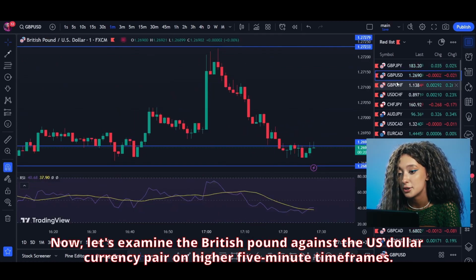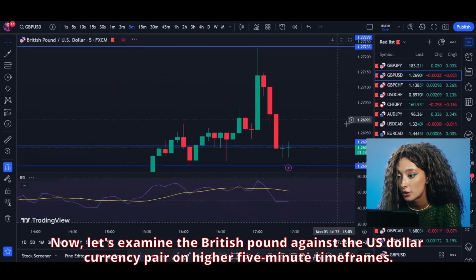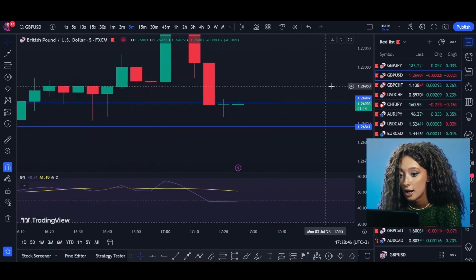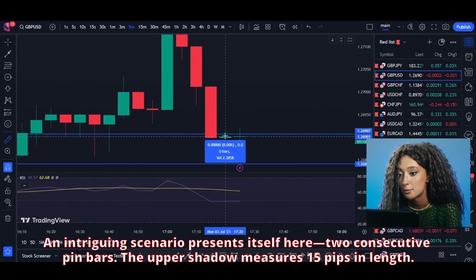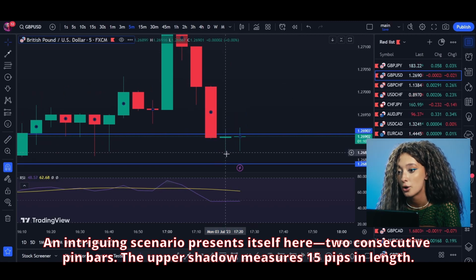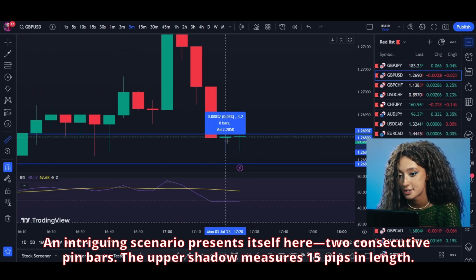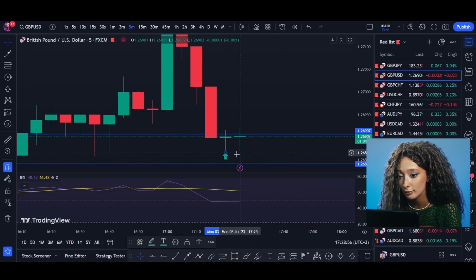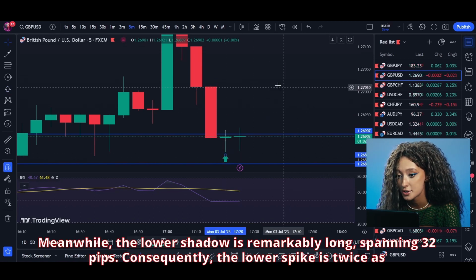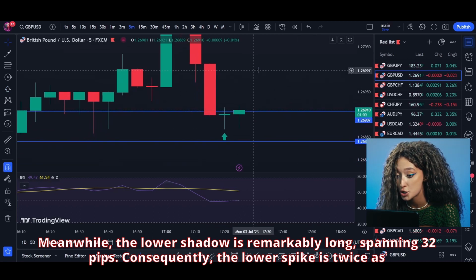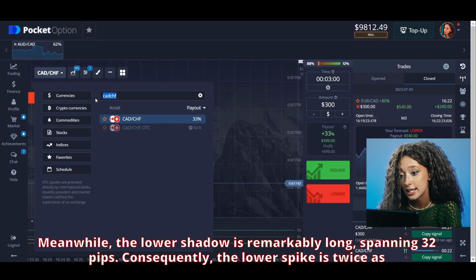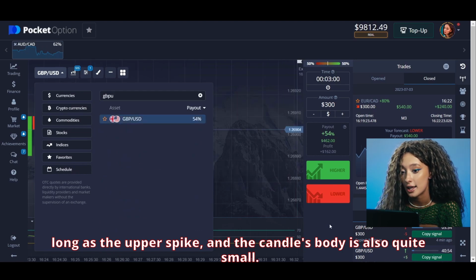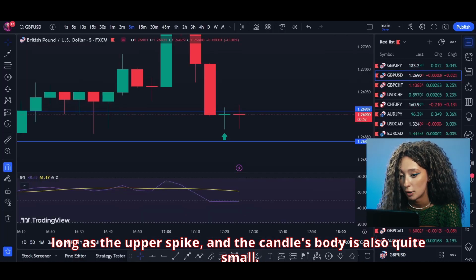Now let's examine the bearish GBP/USD currency pair on the higher 5-minute time frame. An intriguing scenario presents itself: two consecutive pin bars. The upper shadow measures 15 pips in length. Meanwhile, the lower shadow is remarkably long, spanning 32 pips. Consequently, the lower spike is twice as long as the upper spike, and the candle's body is also quite small.